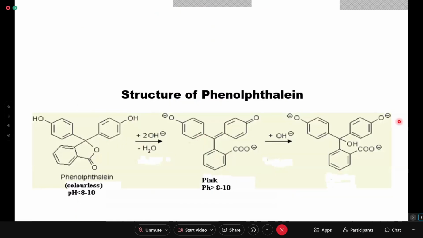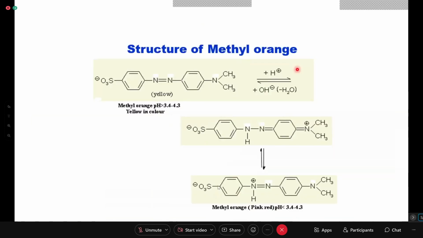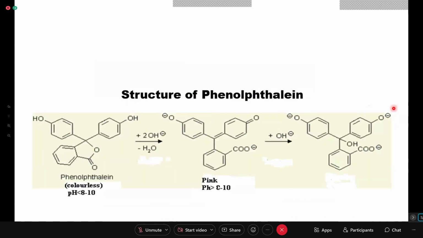So this is the structure of phenolphthalein. This is the structure of methyl orange. You can take a screenshot of these two. This one and this one.